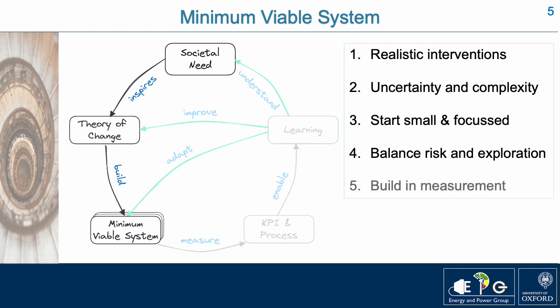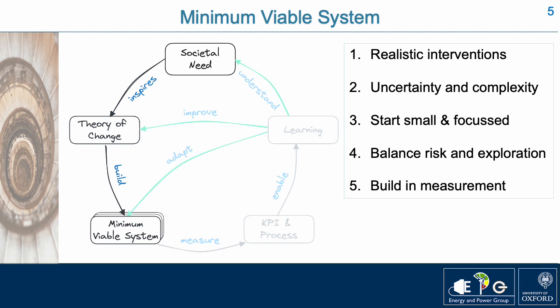Principle 5. Building in measurement and recording for learning. Integral to the MVS is the incorporation of measurement and recording mechanisms. This proactive approach ensures that data is systematically gathered throughout the development process. By embedding these elements, practitioners create a rich dataset that not only validates the effectiveness of interventions but also serves as a valuable resource for continuous learning and improvement later in the lean systems process. Measurement approaches are developed in the next step of the lean systems approach.